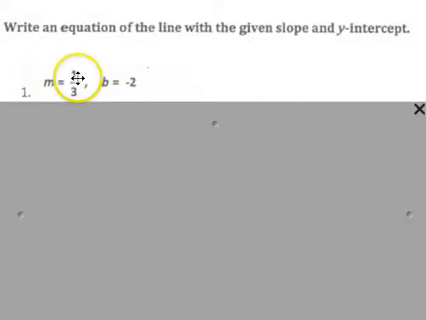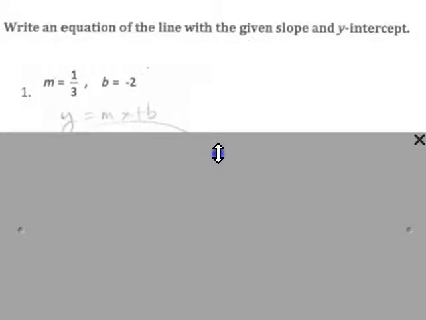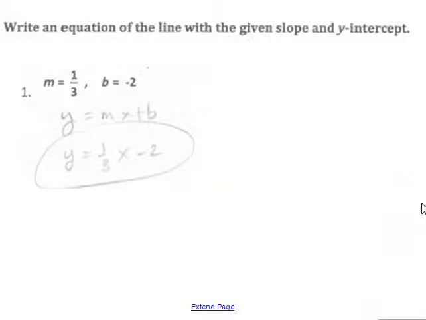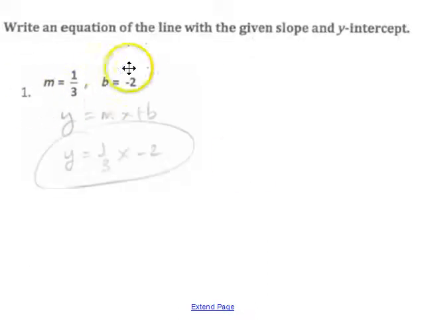Now, if I give you the slope and the y-intercept, it's very easy to write the equation because remember, it's going to be in y equals mx plus b form. Put in 1/3 for m, negative 2 for b, and you've got your equation. If I give you a graph and I ask you to write the equation, I'm basically doing the same thing that I've done back here. I'm showing you the slope, and I'm showing you the y-intercept.